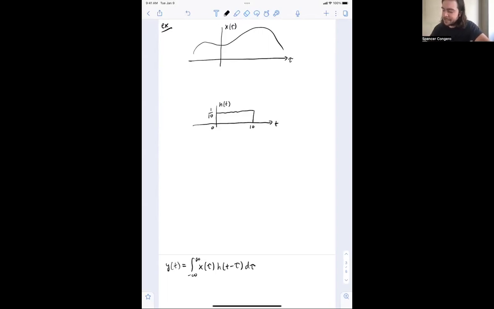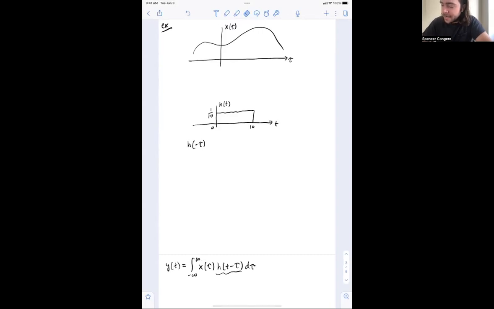Okay, h of t minus tau, how can we understand what that function's doing? Well, I like to do it in 2 steps. This is what most people do, and that's called a flip and a shift. The first thing we're going to do is flip the function and put the tau variable in there, because remember, d tau, tau is the variable for my integral.